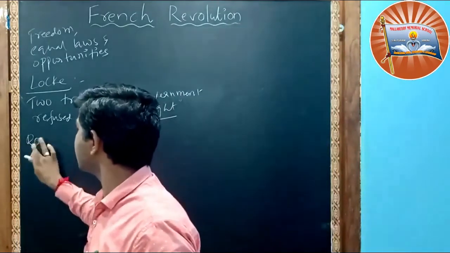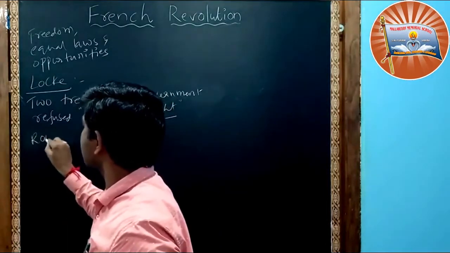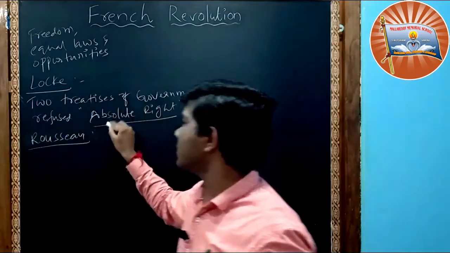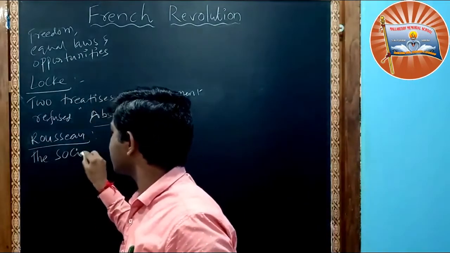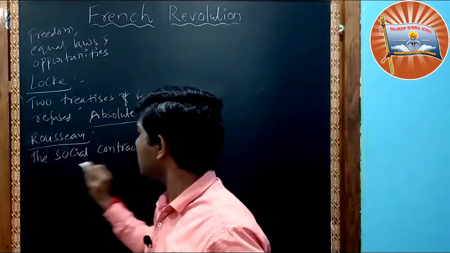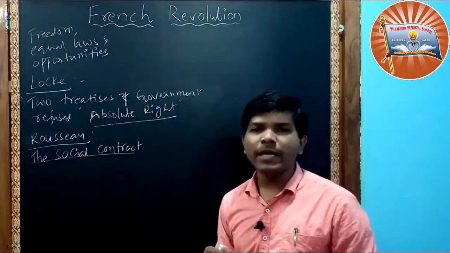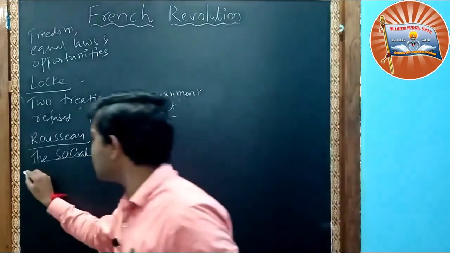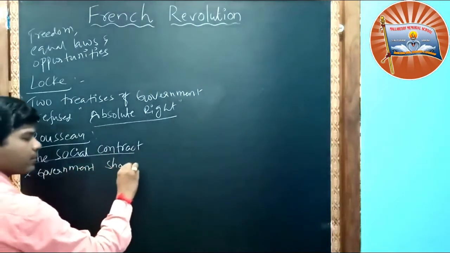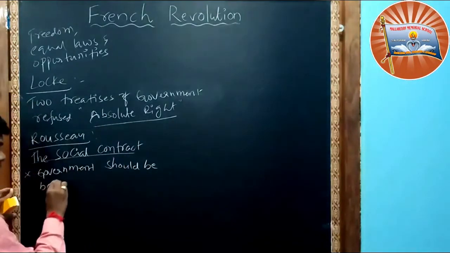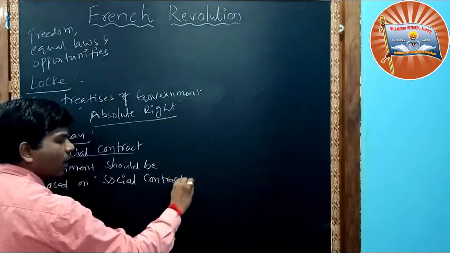Next, Rousseau. Jean-Jacques Rousseau, we just discussed him. His book is The Social Contract. In his book The Social Contract, he mentioned that government should be based on a social contract. What did he write? Government should be based on a social contract. So what is the meaning of it?